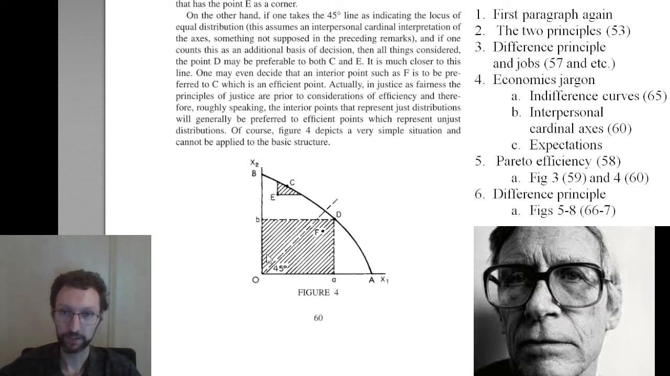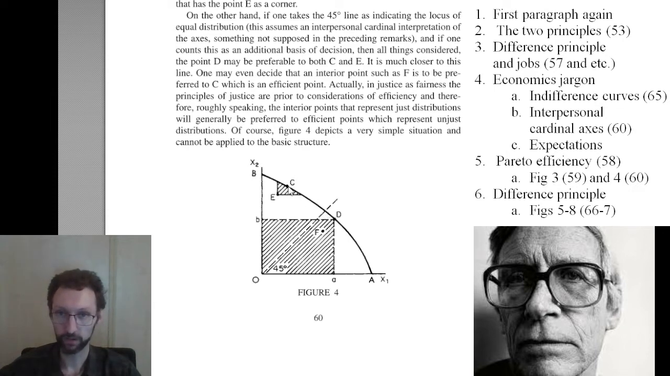This is the same graph except with a dashed line added down the middle at 45 degrees. This is the line of equality. So everywhere along this line, you're giving equal resources to both of them, x1 and x2. Rawls just uses this line to say, look, Pareto efficiency is maybe not the only thing you could care about. For instance, point D is just as Pareto efficient as point C, but it's much closer to equality.